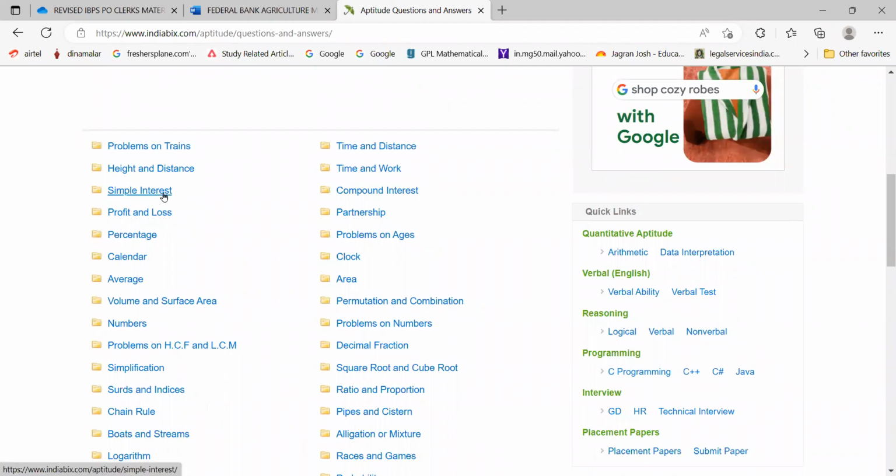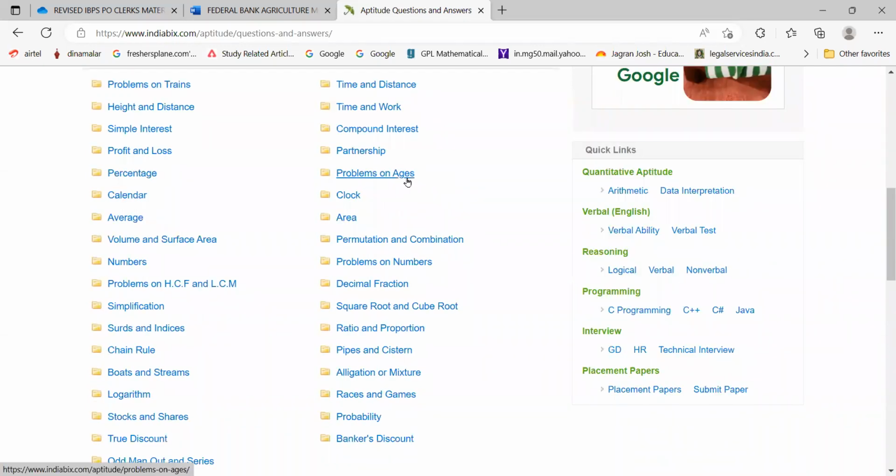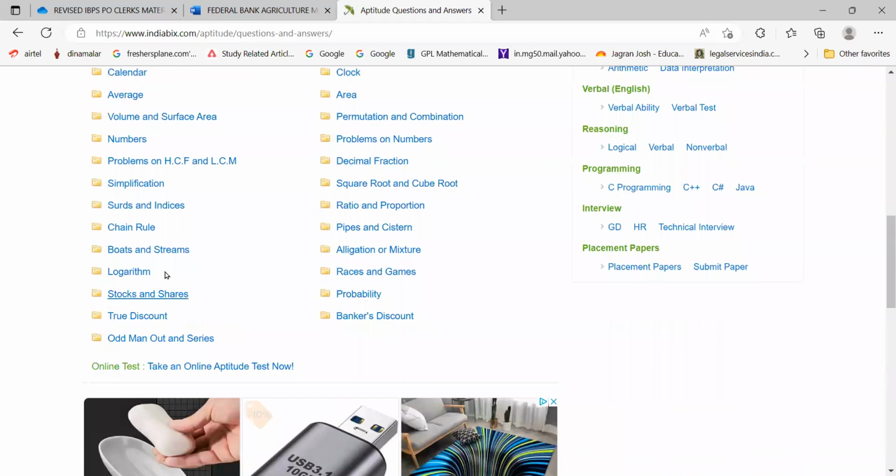Like I have already told you, simple interest, percentage, then compound interest, problems on ages, permutation combination, simplification, boats and streams, probability, odd man out.